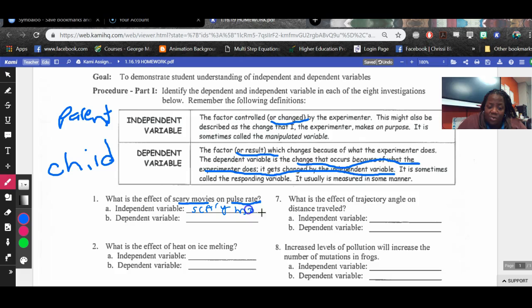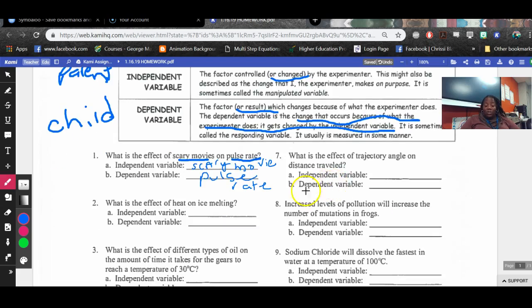And if we change the movie, doesn't that affect our pulse rate? Our pulse rate can go either up or down depending on the scariness of the movie. So the child of this, the thing that results because of this, would be the pulse rate. Pulse rate would be the dependent variable. The pulse rate depends on the movie is a better way of saying it. So if we change the scary movie, the independent variable, our pulse rate will react to that, the dependent variable.